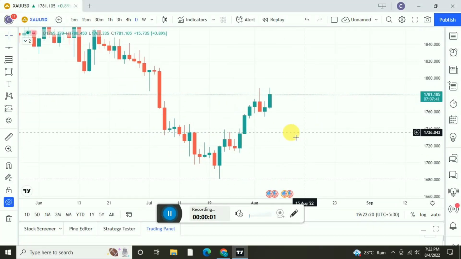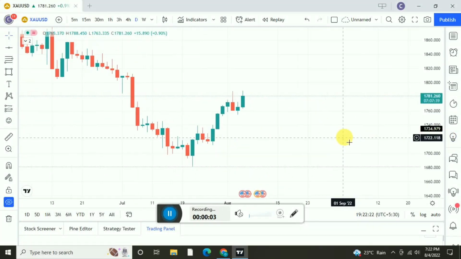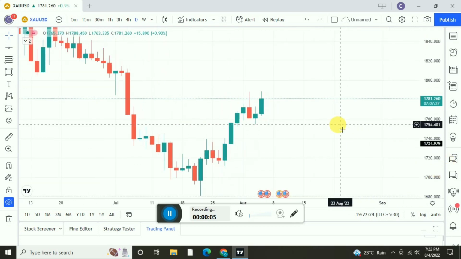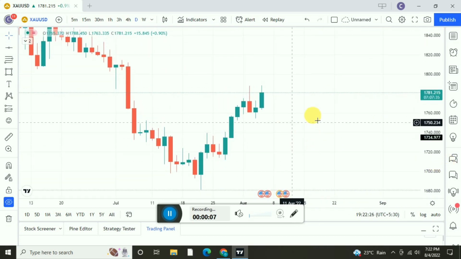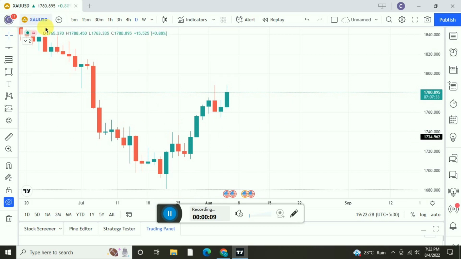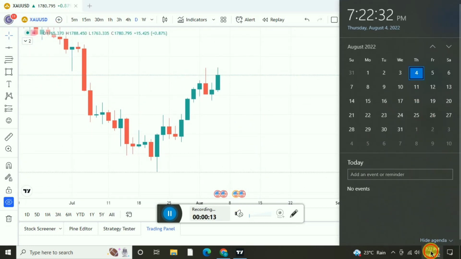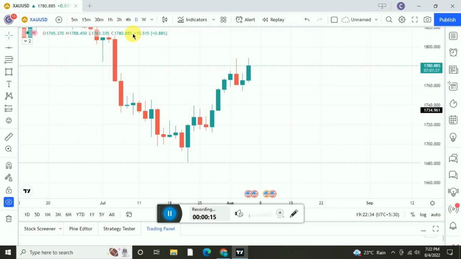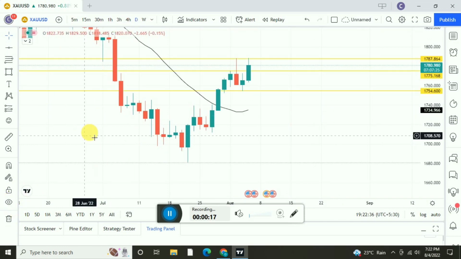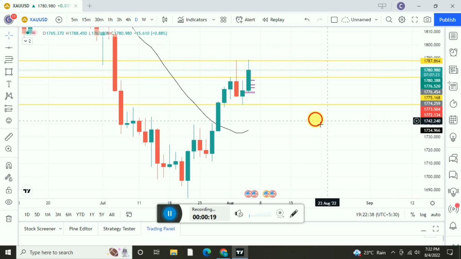Hello guys, as you saw the trade, it was a wonderful setup. So how did we enter the setup and why did we enter? I'm going to explain each and everything. This is a gold chart, as you can see, and today's date is the 4th. This is the daily time frame. I will turn on my drawings so you can see.